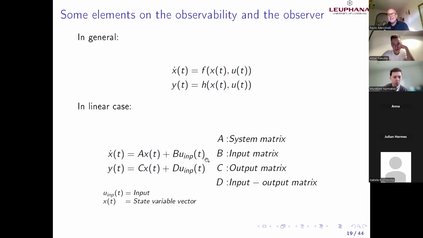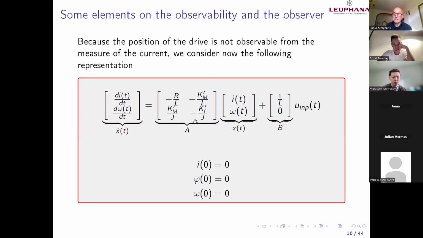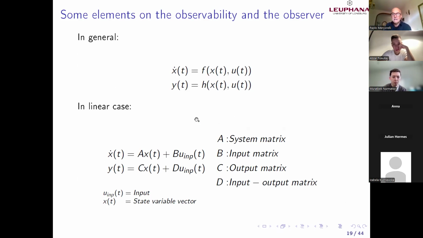This form here is a particular case of the general form. A is the system matrix, B is the input matrix, C is the output matrix. The output matrix in the observer is extremely important because it characterizes what I am measuring. D is a particular matrix. I will come back to D also later, even though we use proper systems. Proper systems have matrix D equal to 0.